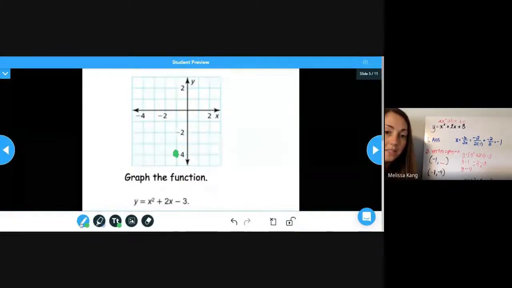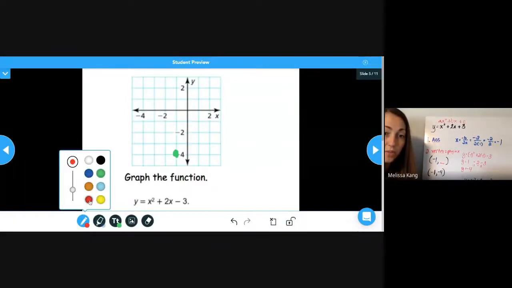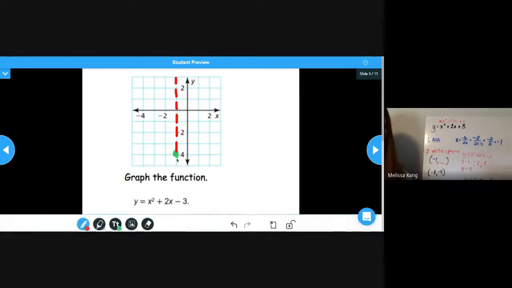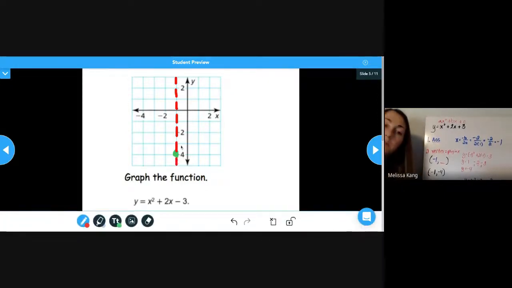So I like to do the axis of symmetry in red. So at negative 1, I'm going to draw a dashed line. Now, mind you, same for you, you're using draw it on here. So it's not the easiest, but there's my vertical line, which means the parabola is half on one side, half on the other. So the vertex could be anywhere on this line. So now I got to find the vertex.